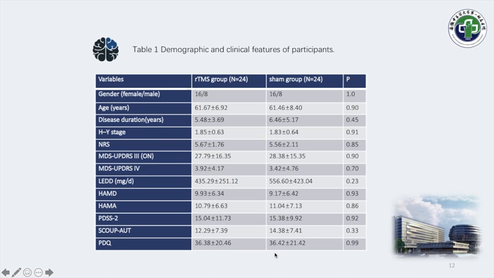The rTMS and sham stimulation groups both had 26 members initially, but each group lost 2 members to follow-up. The participants' demographic and clinical characteristics are shown in Table 1. From this table, the rTMS and sham stimulation groups were similar in terms of baseline characteristics.